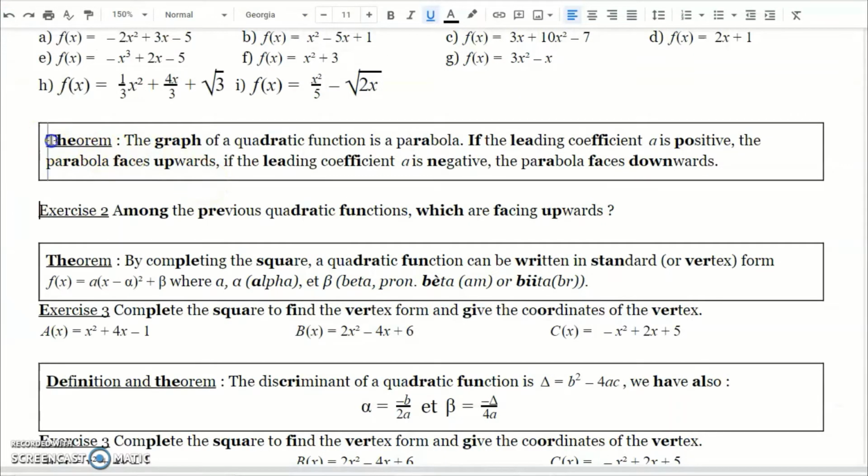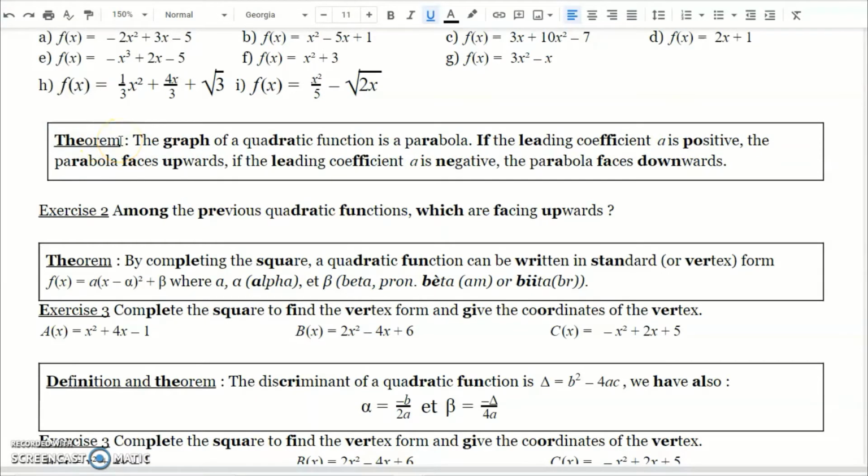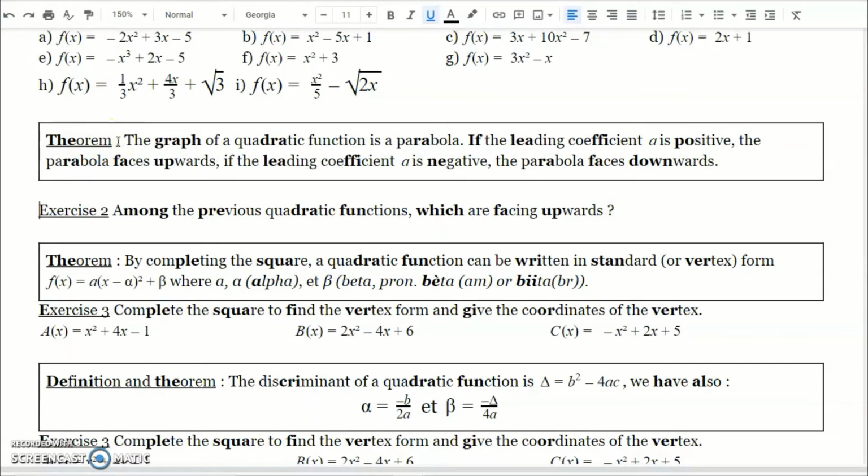So, conclusion. Theorem. The graph of a quadratic function is a parabola, always. If the leading coefficient a is positive, the parabola faces upwards. If the leading coefficient a is negative, the parabola faces downwards.